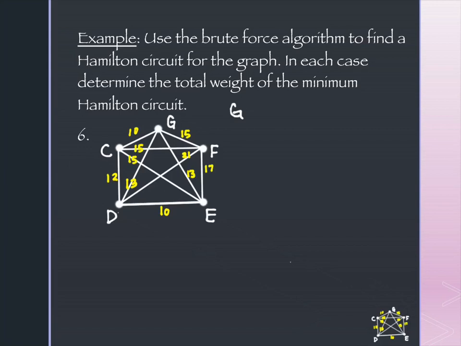So I could take G, and I could just go all the way around this puppy, right? So that's what I'm going to start with. So G, F, E, D, C, and then back to G. It always starts and ends at G.